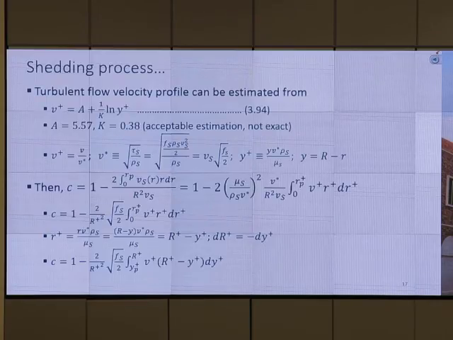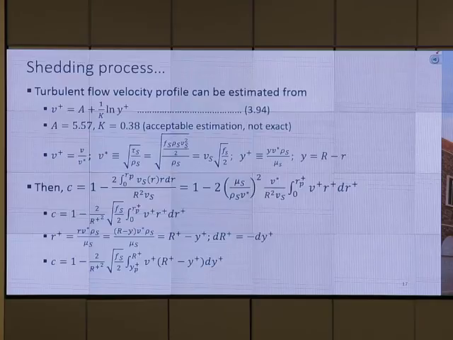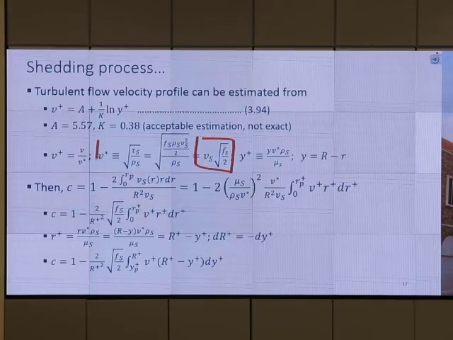Once you get friction factor, can you get friction factor over 2? Yes. Can you take the square root of friction factor over 2? Yes. Can you multiply that by the average velocity that you came up with initially, say 2 meters per second? Then you get this term, and that term is your V star. Good? You can get your V star.